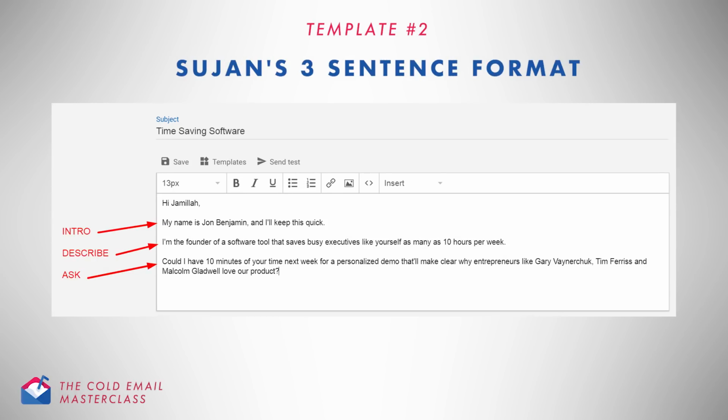Template number 2, my 3-sentence format. I believe no email, a cold email at least, should be longer than 3 sentences. Think about this. An intro: what the heck you're doing, who you are, something about you. Sentence number 2, what you're selling. What the heck do you want? And number 3, the ask.